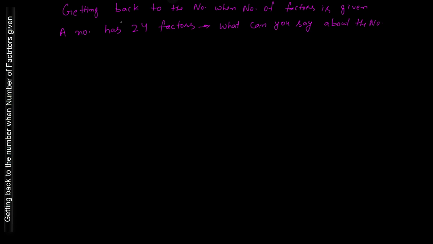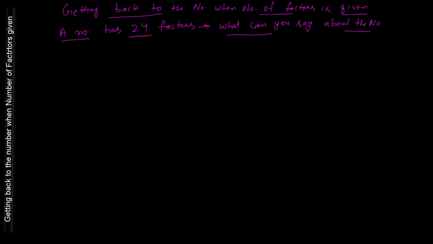Now here we have getting back to the number when the number of factors is given. Let's try to understand. The question is, a number has 24 factors. What can you say about the number? Let's try to understand this. Here we don't know anything about the original number. The only thing that we can do is we can assume.